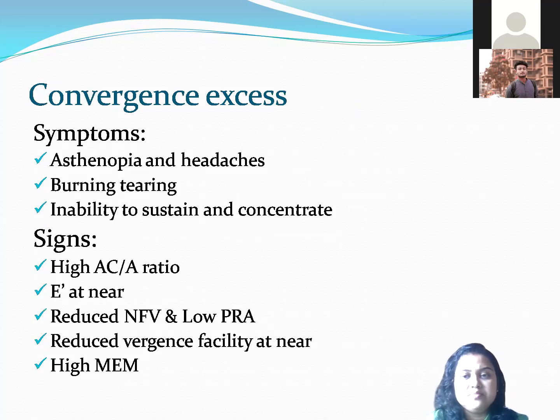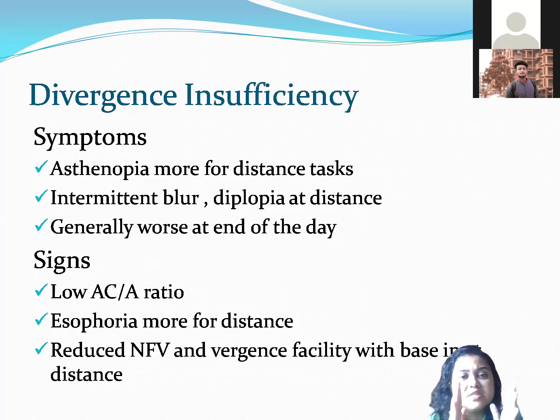Right. So basically, the main difference between a convergence excess and a divergence insufficiency is this. In divergence insufficiency, the patient cannot diverge at distance. So the distance esophoria will be more than the near esophoria. A divergence insufficiency patient can either have an esophoria at distance or an esotropia at distance. So the distance esophoria will be more than the near esophoria in case of divergence insufficiency.